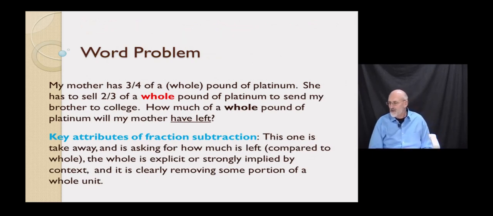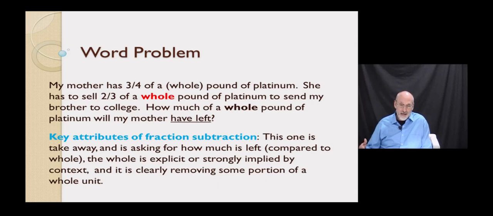My mother has 3/4 of a whole pound of platinum. She has to sell 2/3 of a whole pound of platinum to send my brother to college. Notice again the red marking there to show that it has to be 2/3 of a whole. It's not that she's selling 2/3 of what she had, because we'll see later that makes it multiplication. And the standard question is, how much of a whole pound of platinum will she have left?